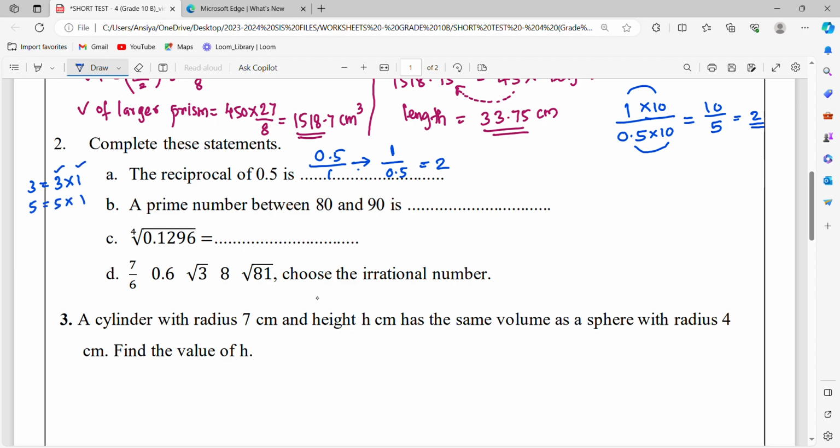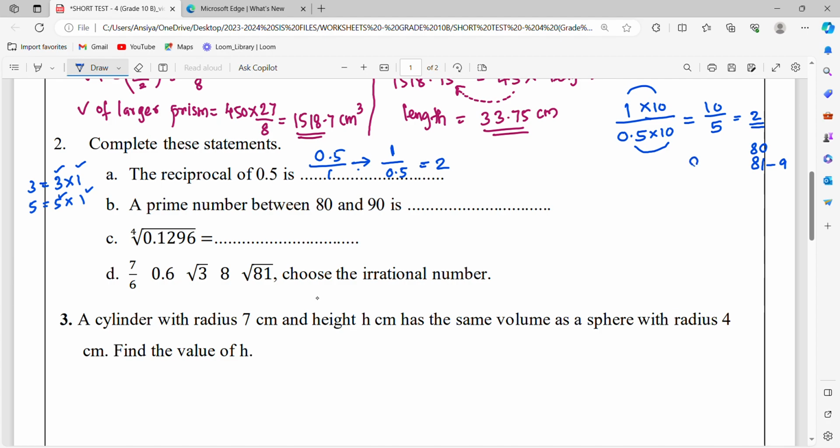5 has only two factors, 5 and 1. These kind of numbers are called prime numbers. So we will just go for a list. 80, even numbers we can skip. 81 is in 9 table. 82 is an even number.